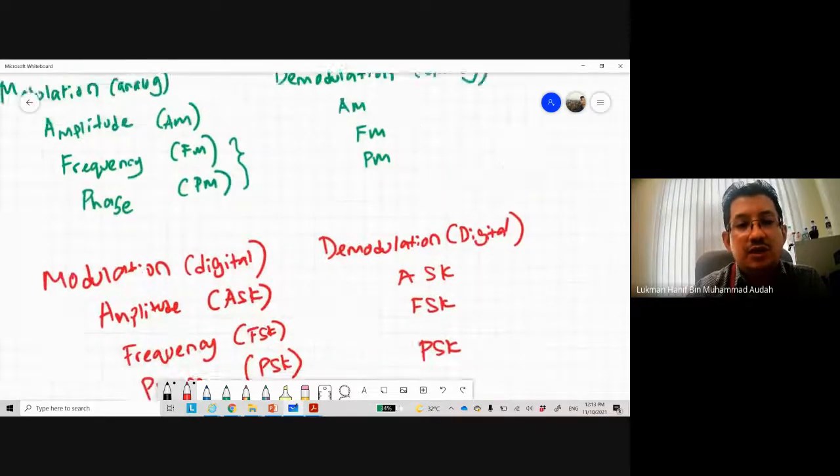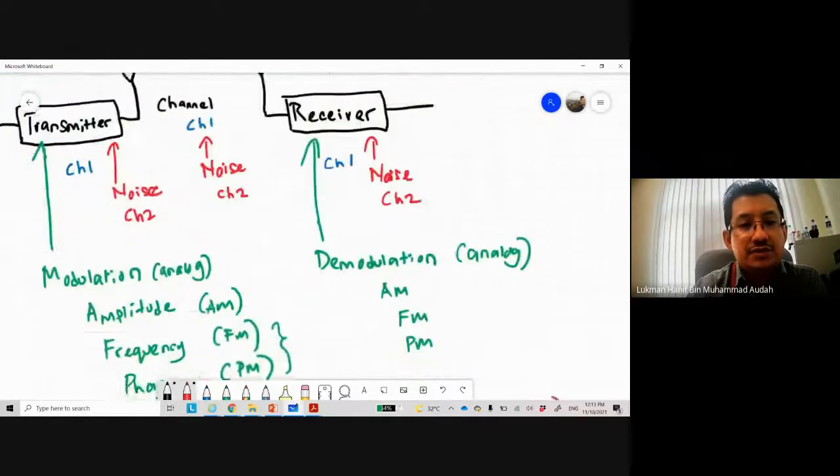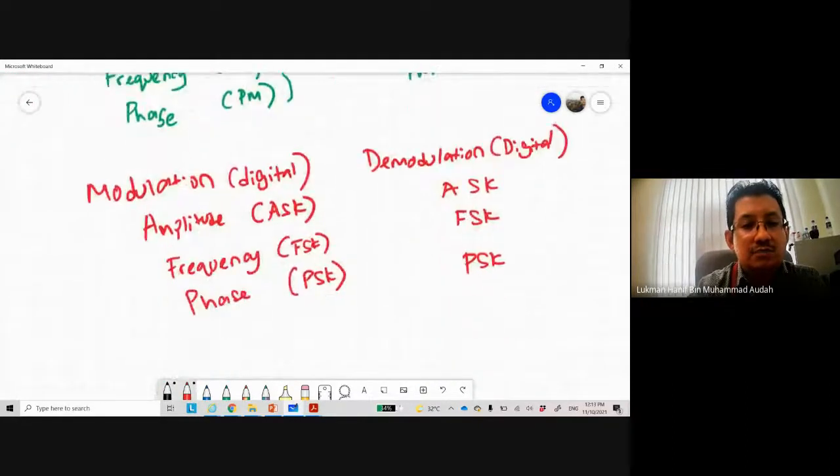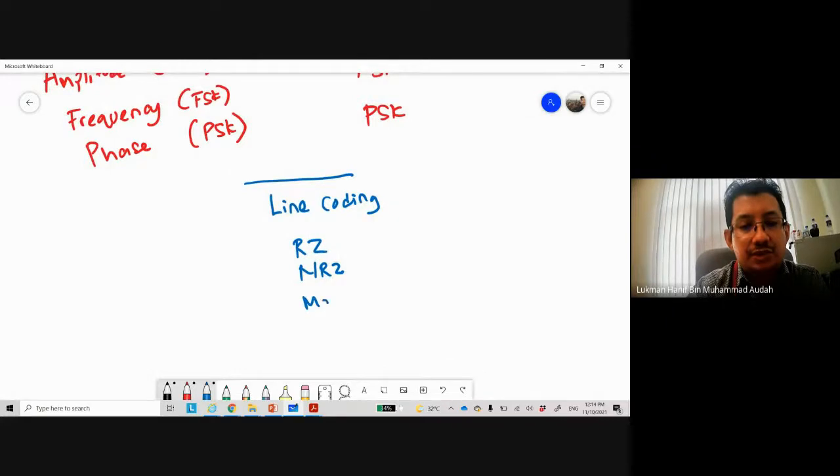And you also will learn about, this is for the digital modulations. Okay, so nanti you juga akan belajar berkenaan dengan line coding. So ni saya buat special sikit di tengah-tengah sini, dia line coding. So line coding you akan belajar berkenaan dengan return to zero, non-return to zero, NRZ, akan ada Manchester coding. Okay, so this is for the baseband transmission.